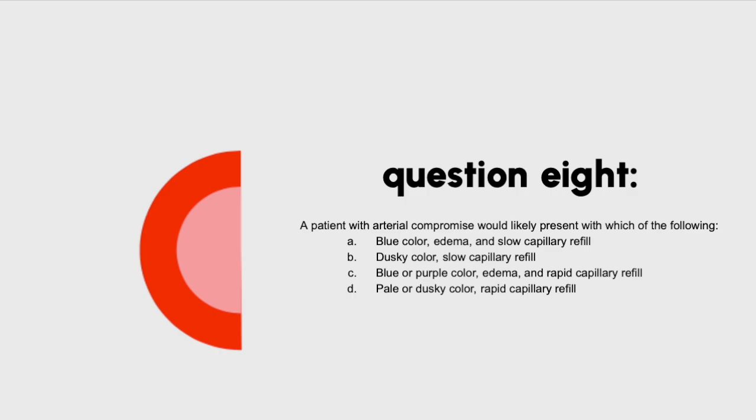A patient with arterial compromise would likely present with which of the following? A. Blue color, edema, and slow capillary refill. B. Dusky color and slow capillary refill. C. Blue or purple color, edema, and rapid capillary refill. Or D. Pale or dusky color, rapid capillary refill.